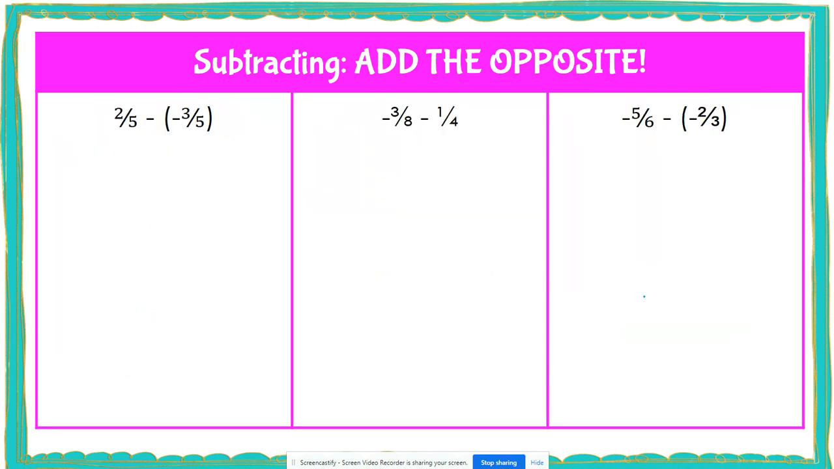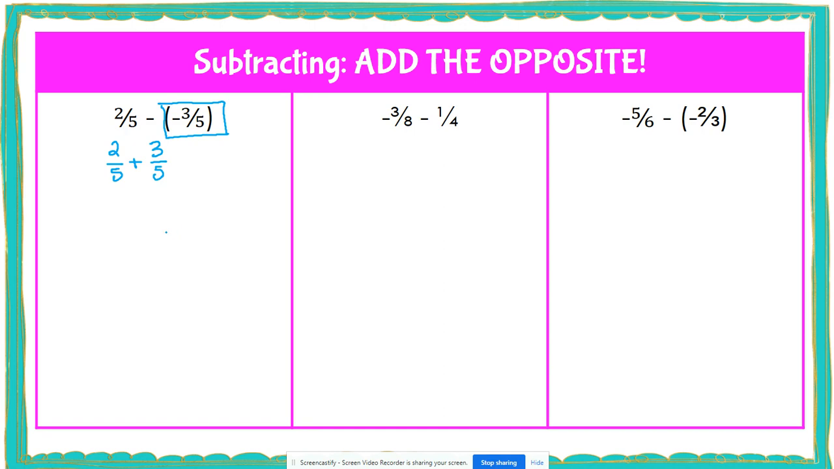Now let's look at some fractions. This problem says 2/5 minus negative 3/5. To solve this, I'm still going to use my rule, add the opposite. So 2/5 would remain the same, subtract would change to add, and then negative 3/5 would need to change to its opposite. The opposite of negative 3/5 is positive 3/5.